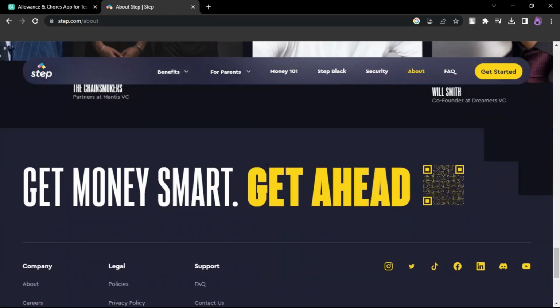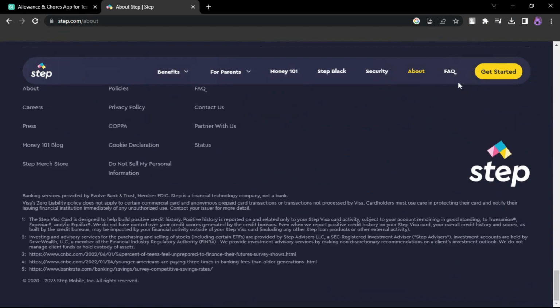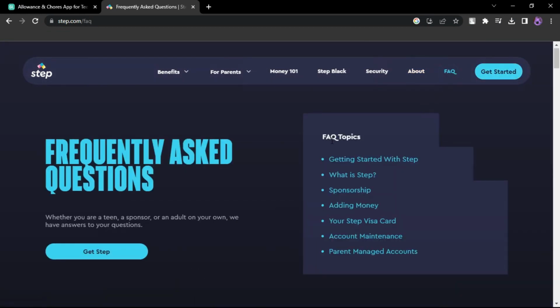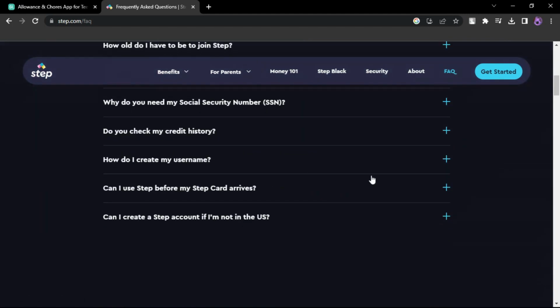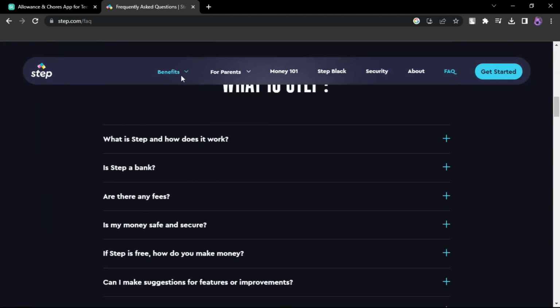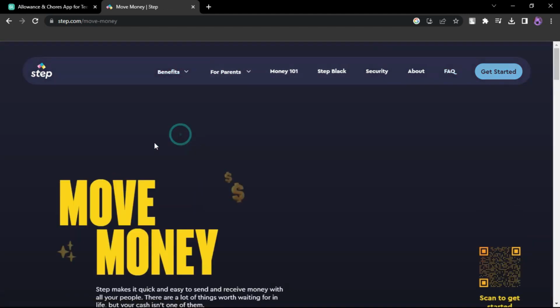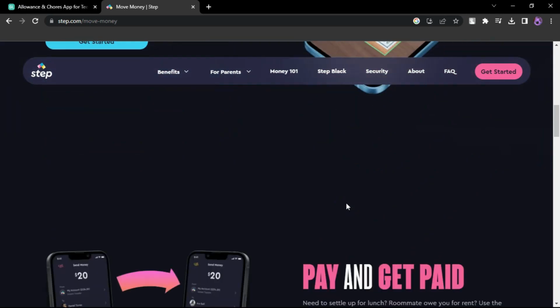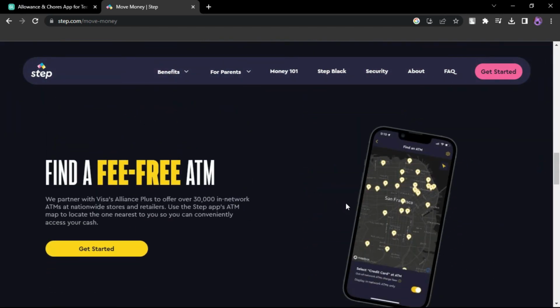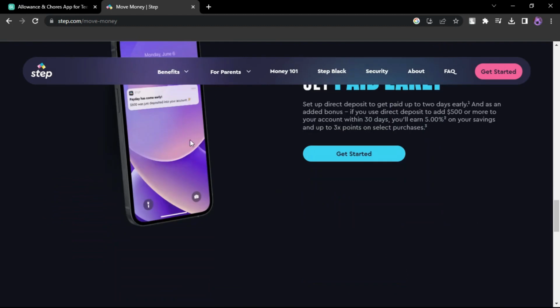Pricing and fees. Step offers its services completely free of an annual fee, making it a cost-effective choice for parents. No overdraft facility. Step does not allow overdraft, so teens cannot spend beyond the amount on their card. Step does not charge ATM fees.